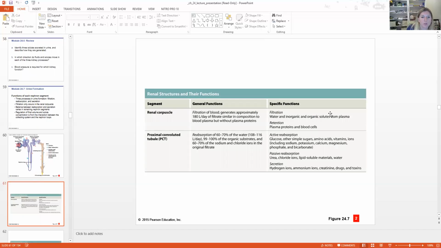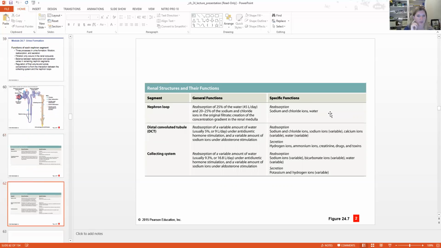So the renal corpuscle, the PCT, this is showing you the exact functions that go on there. I've summarized it already for you. Filtration at the corpuscle, PCT is doing reabsorption, again, 60 to 70% of the water and 99 to 100% of the organic substances. Like I said, the majority is done right there at the PCT. This is mostly done through active reabsorption, passive reabsorption, a little bit of secretion going on there too, putting stuff back in. But again, it depends on other factors for the secretion.